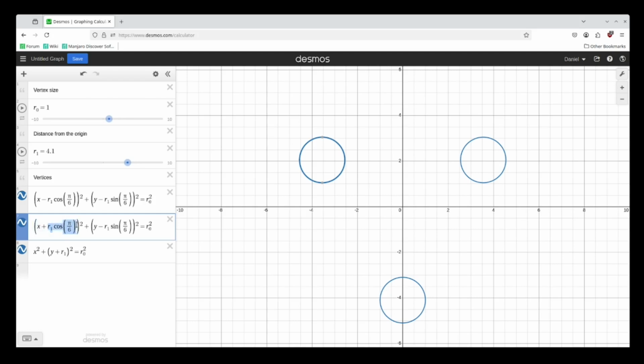And with that said, I'll see you in the next part where we're going to make lines that are perfectly in line with the slope of these circles. And that'll connect the rest of our triangle.